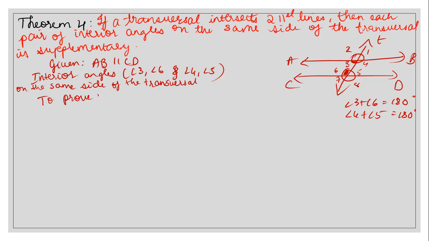To prove: angle 3 plus angle 6 is equal to 180 degrees, and angle 4 plus angle 5 is equal to 180 degrees, right? So now we wrote what is given and what is to prove. Now let's see the proof to this.